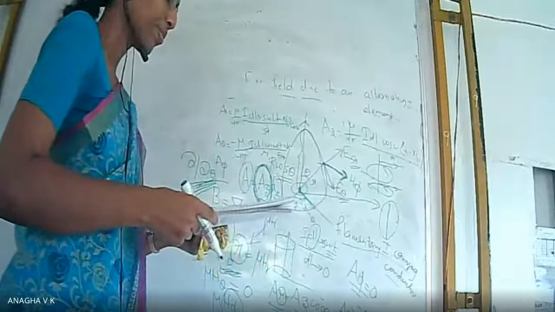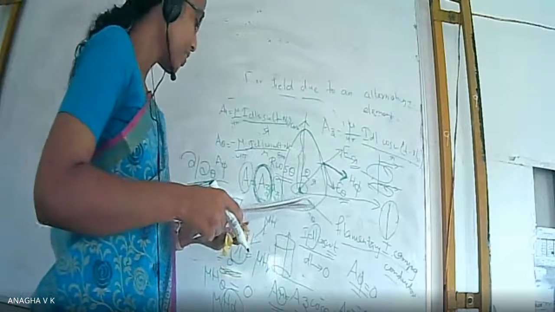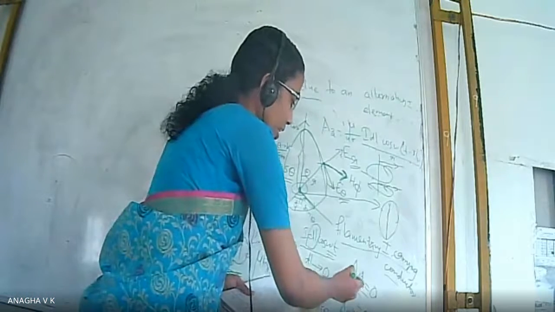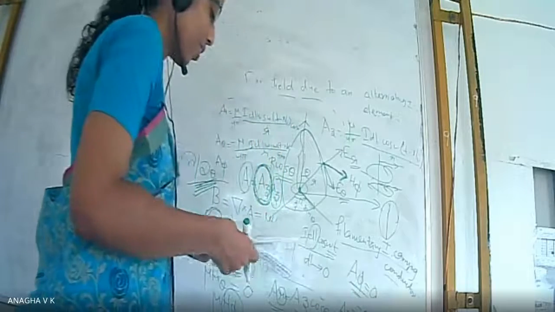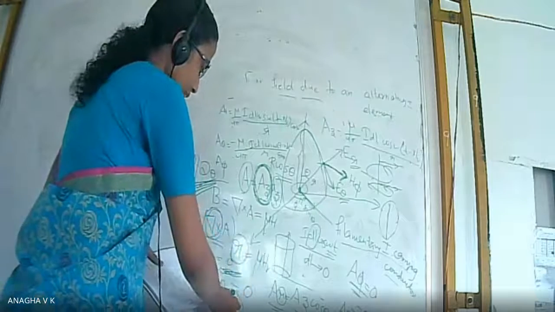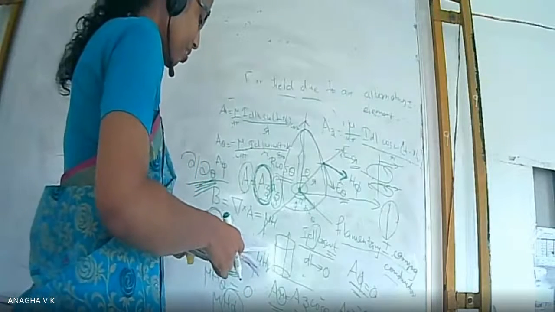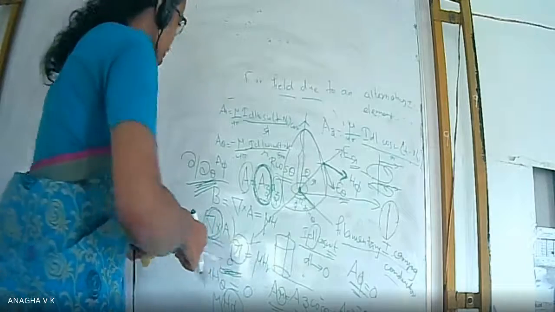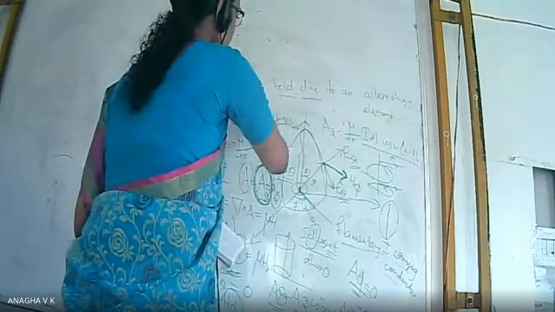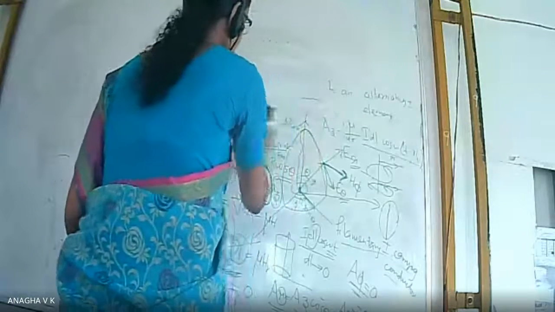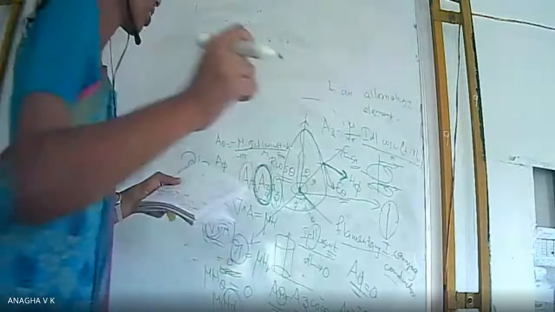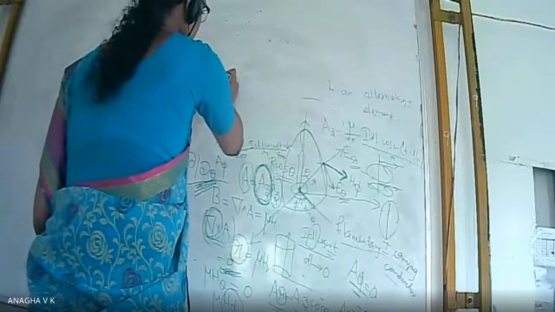So A_r equal to A_z cos theta, A_theta equal to minus A_z sin theta, A_phi equal to 0. All this we got. Next we have to find out H_phi. Okay. So H_phi is equal to what?